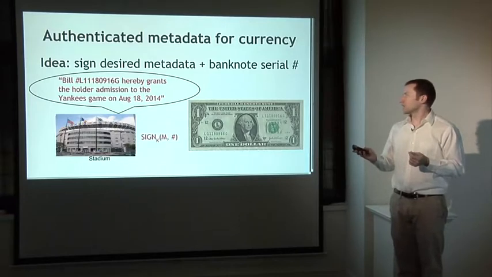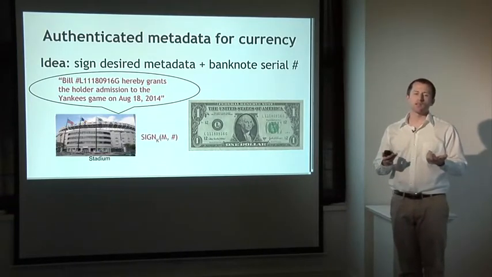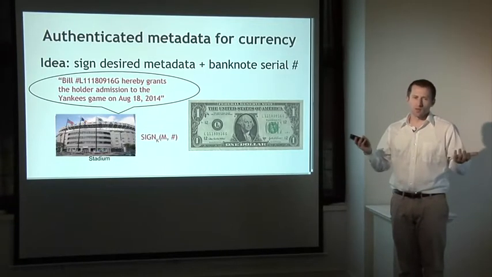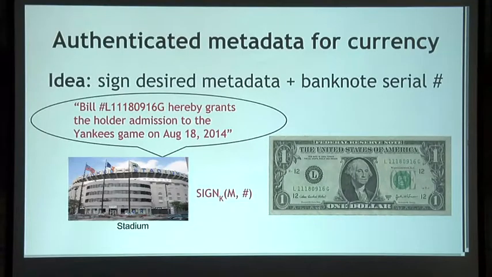And to add some authenticity here, there's going to be a signing key that the Yankees use, or whichever team we happen to be talking about. And they're going to sign that message saying the specific game number and the date and all of that sort of information, along with the serial number of the bill. And then they may want to just stamp that right onto the bill, say they use a 2D barcode to represent that signed data.